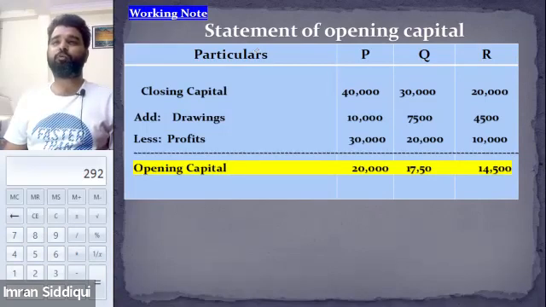We will discuss one or two more questions based on the past adjustment. And then probably in the next class, we will start with a new topic. That will be, I guess, valuation of goodwill.